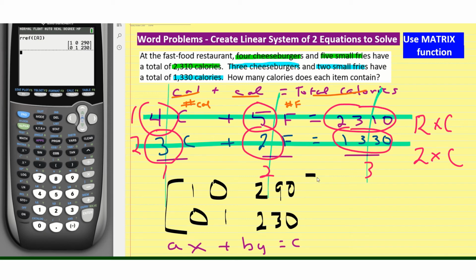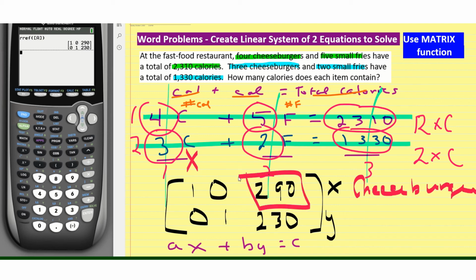So the thing is though, the first number at the top here is an X value, and the bottom number is a Y value. In my particular matrix that I created here, my X values were the C, the cheeseburgers. So the cheeseburgers have a calorie count of 290. And then the Y value was associated with my F, which is my French fries. So that means my French fries have a calorie count of 230 calories.